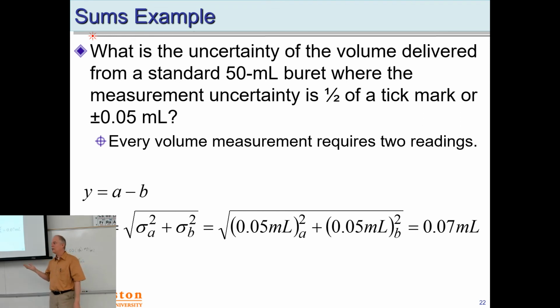You say, well, my precision is 0.05, but it's really not, because every time you take a measurement, it's 2 readings. So 0.05 squared plus 0.05 squared, take the square root, is 0.07 mL. So that's the true uncertainty of a burette that's marked at 0.1 mL. And since this is subtraction, that's how you do the uncertainty.